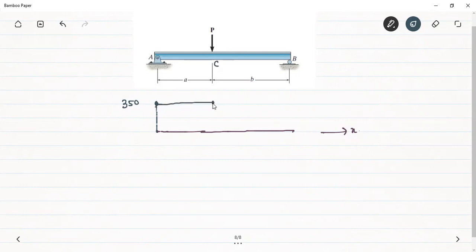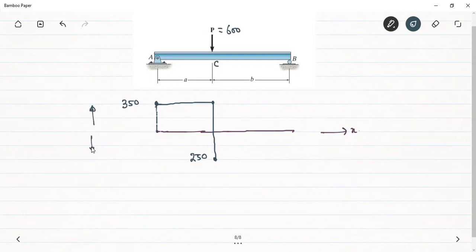What was the shear force at C? Minus 250, because 350 is here, and another load of 600 is acting here, which makes its value minus 250. It is towards the minus. Here we have upward shear forces as positive and downward as negative.